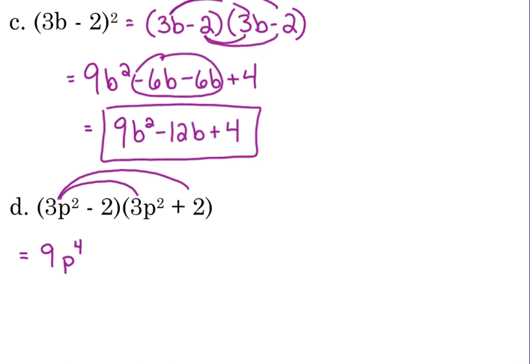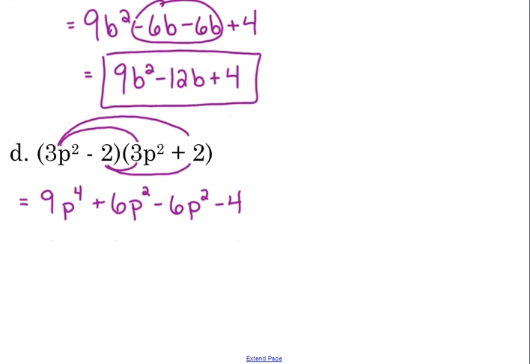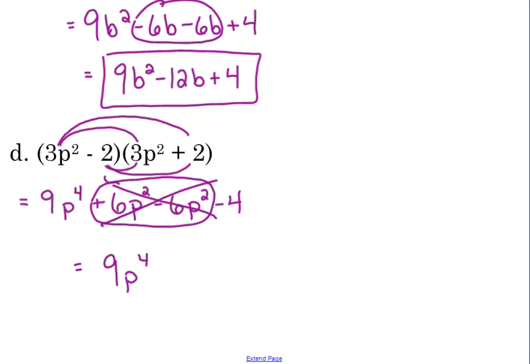When we multiply the outside, 3 times 2 is 6. When we multiply the inside, we have negative 2 times 3, so we have negative 6p squared. And then when we multiply our last, negative 2 times positive 2 is negative 4. Look at what happens. Positive 6p squared minus 6p squared, those cancel. So all we're left with is 9p to the 4th minus 4.